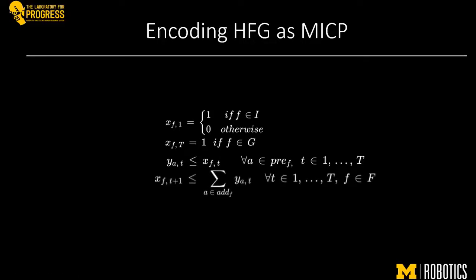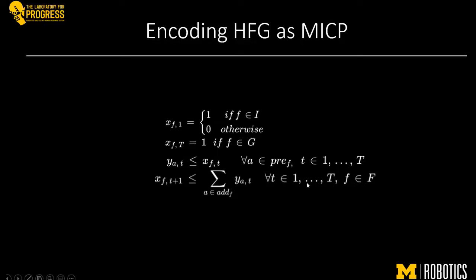Now the next constraint is the effect constraint. This effect constraint basically says that if x sub f comma t plus 1 is true, then one of the actions that have f as a positive effect should also be true. And that's encoded in this inequality. Let's think of this mathematically. If x is 1, then the sum of all of these y's should be at least 1, because if it's less than 1, then this is not a valid inequality. And we don't want all of them to be 1, because then it's not going to be a valid inequality if this is 1.